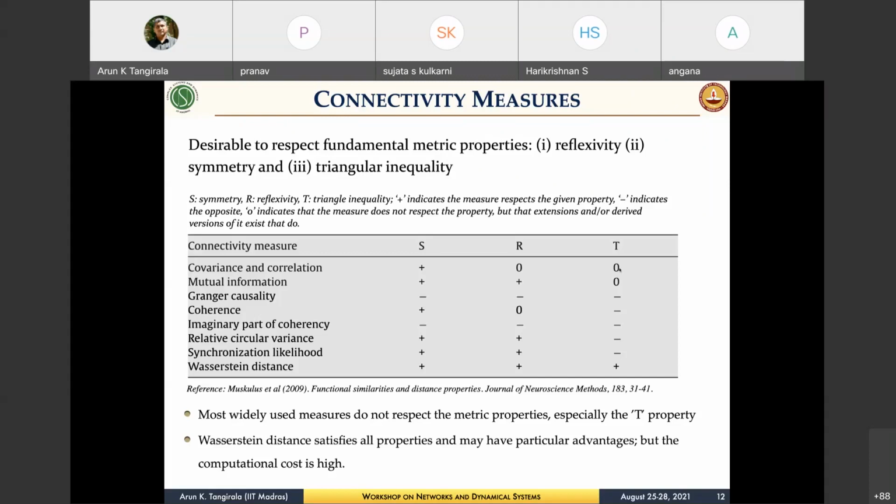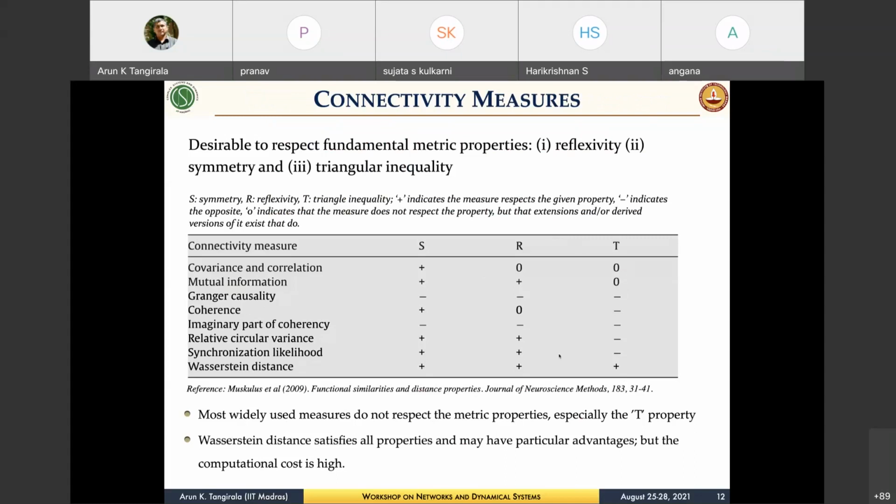But the purpose of showing this slide is to again tell you that the metric or the measure that you choose has to be commensurate with the type of network that you want to reconstruct. By the way, I did want to also draw your attention to a distance measure known as the Wasserstein distance, which is a metric in all respects, which means that it respects the given properties. And it is the most suitable candidate according to the authors, and it is also documented well in the literature.